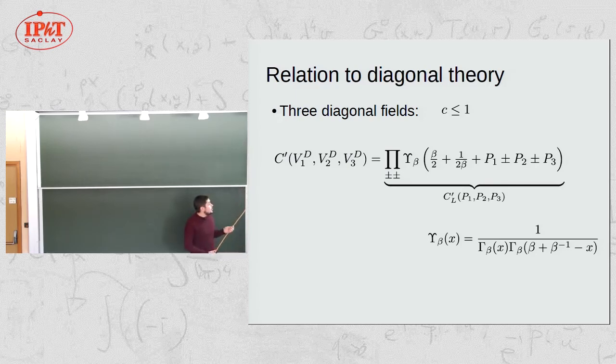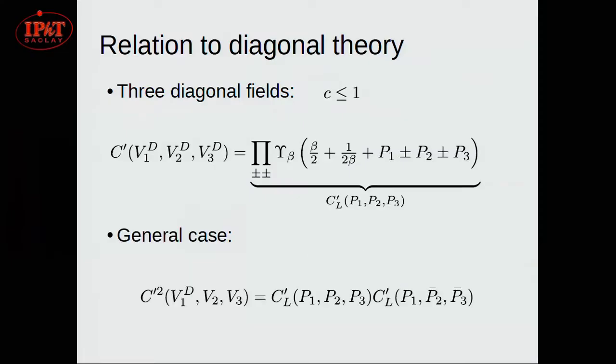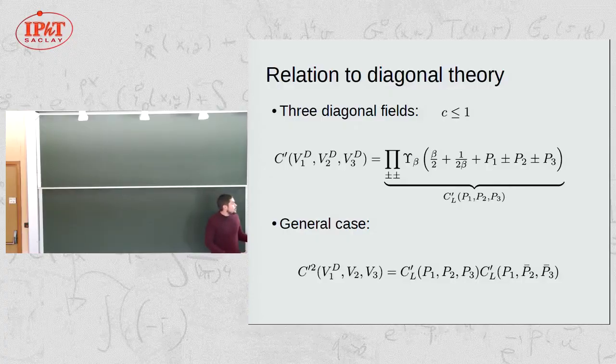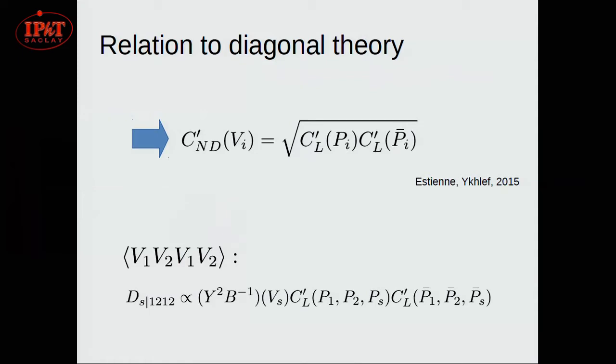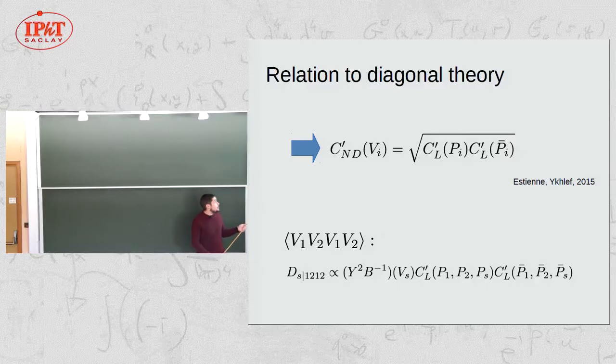So we see that we reproduce the structure constants of the known diagonal theory for the same values of c, but furthermore, if we take the square of these 3-point structure constants in the generic case, we find that we can express it as a product of 2 Liouville structure constants evaluated on the left and on the right momenta. This can also be expressed as a geometric mean, if you want, saying that the structure constant of the non-diagonal theory is the geometric mean of two constants of the diagonal theory.